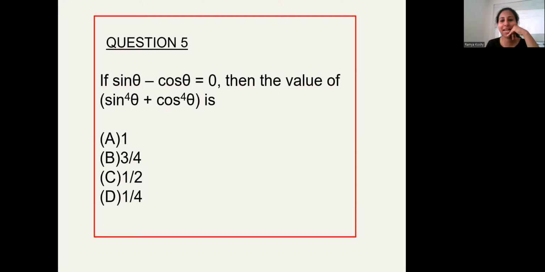I'm getting some mixed answers over here for this. I've got all options actually, A, B, C, D. Everything has come as answers.